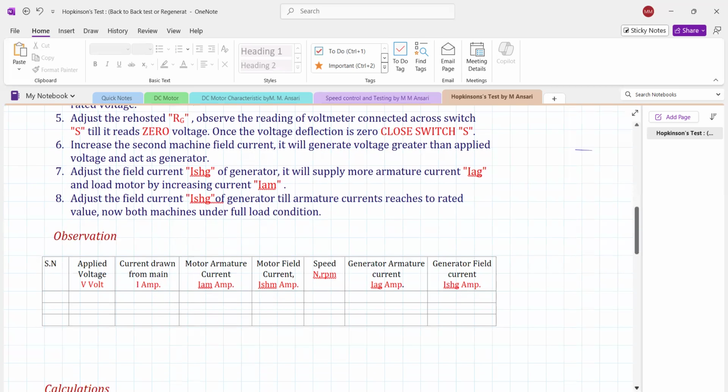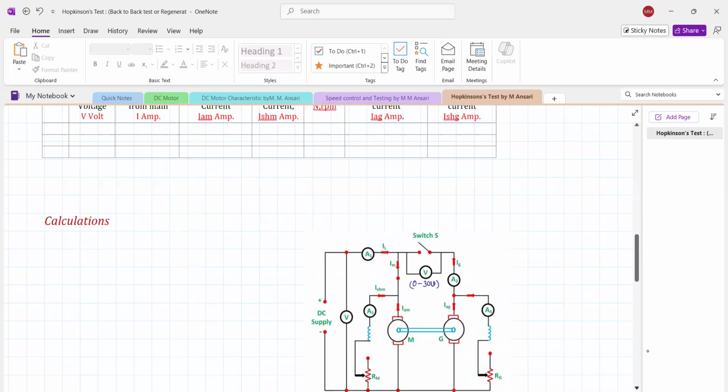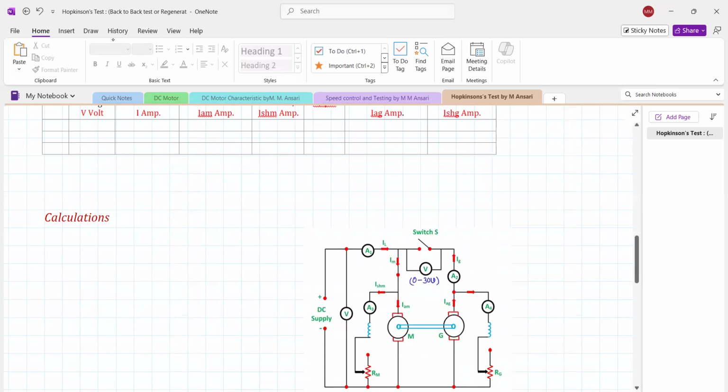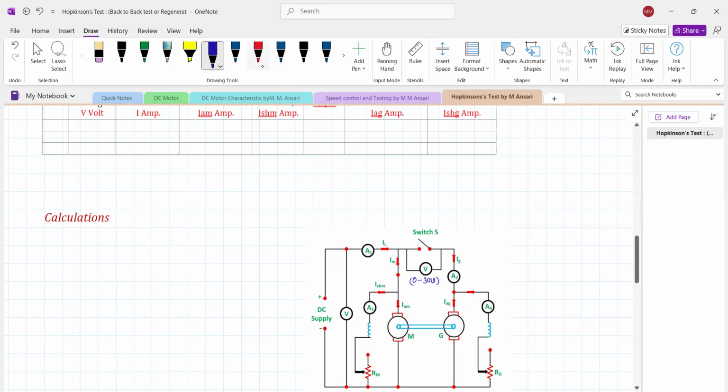Now we will do the calculation. For that calculation, first we will see the power input.